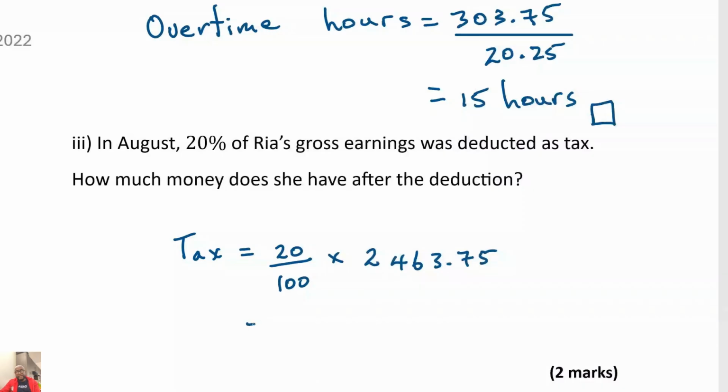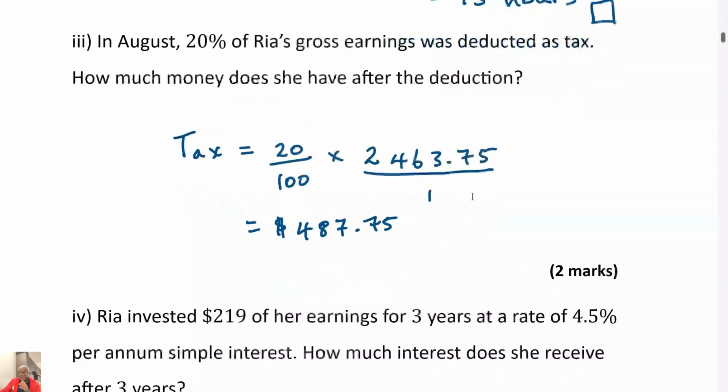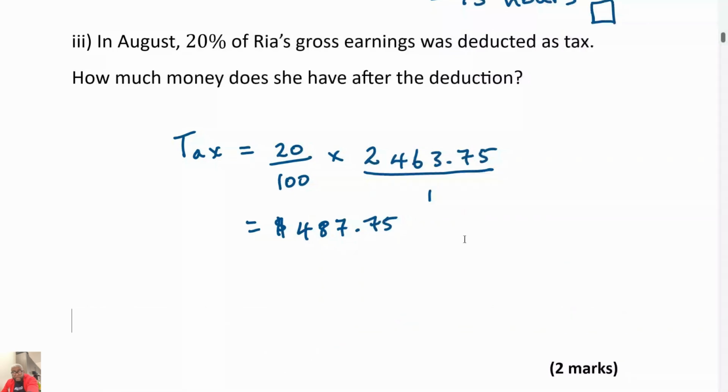246,375. How much are you getting there? 20% of that. 487.75. Everybody good there? That is her tax, right? How much money does she have after the deduction? That's the tax. So let's calculate the money after deduction.